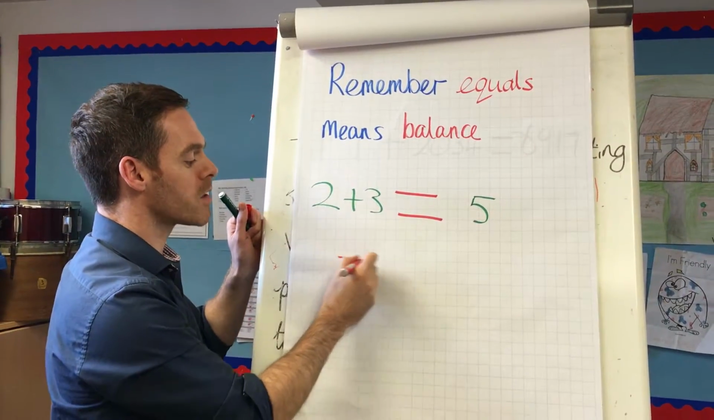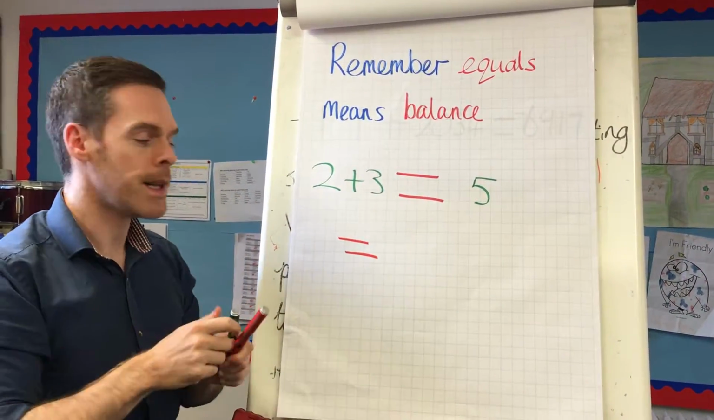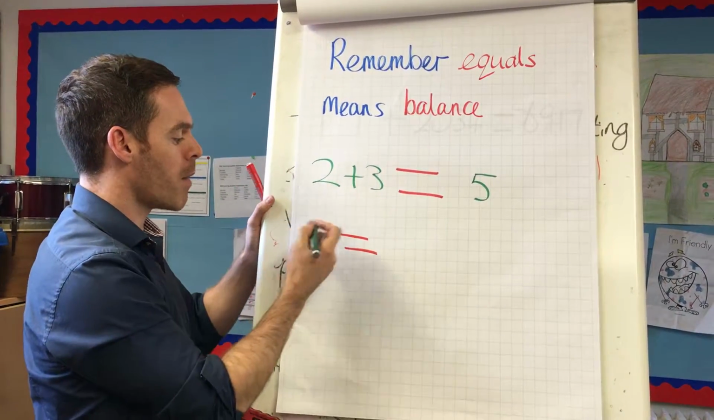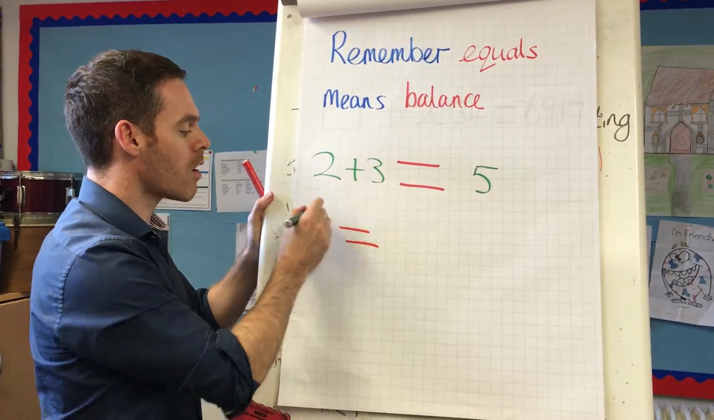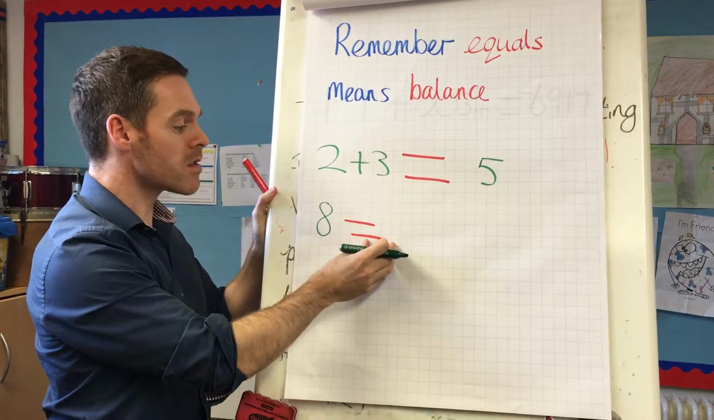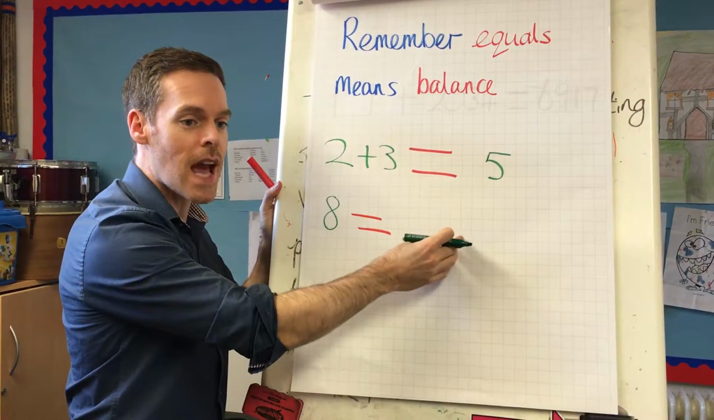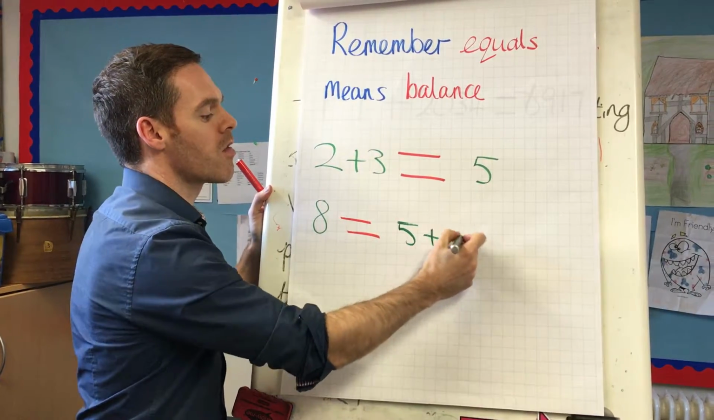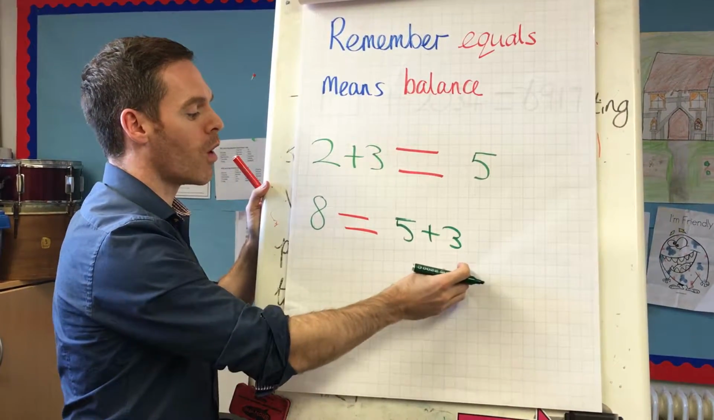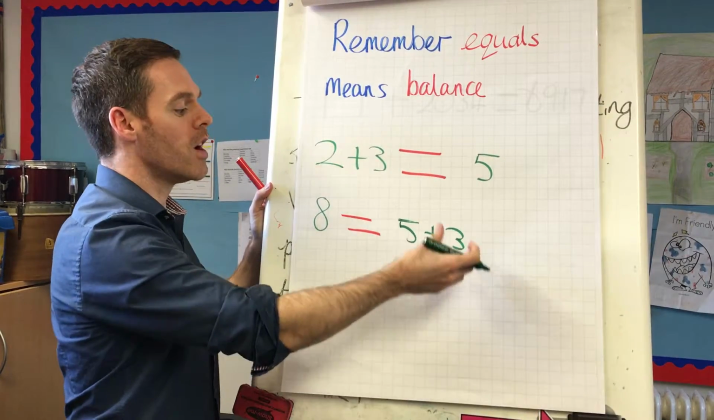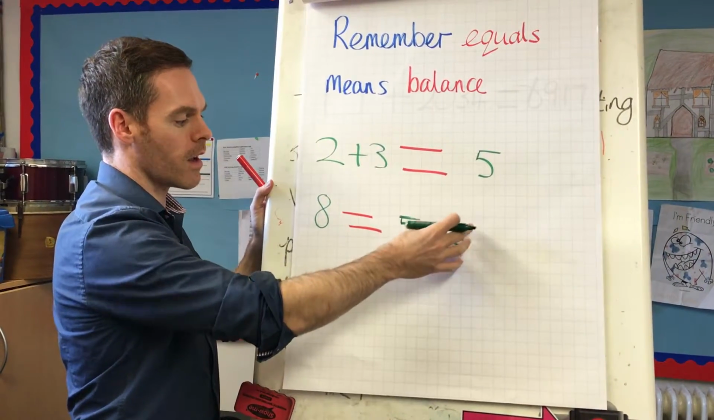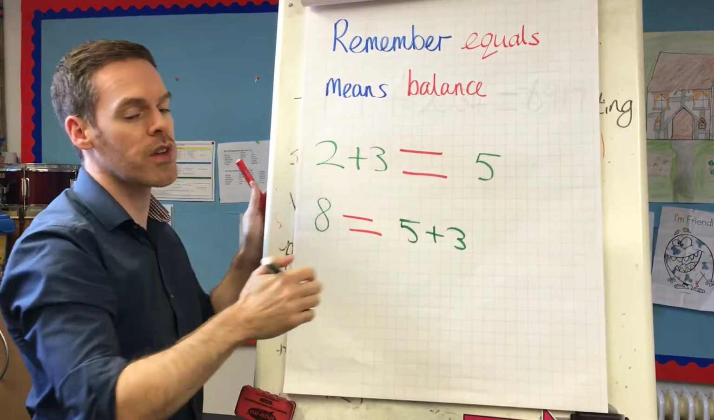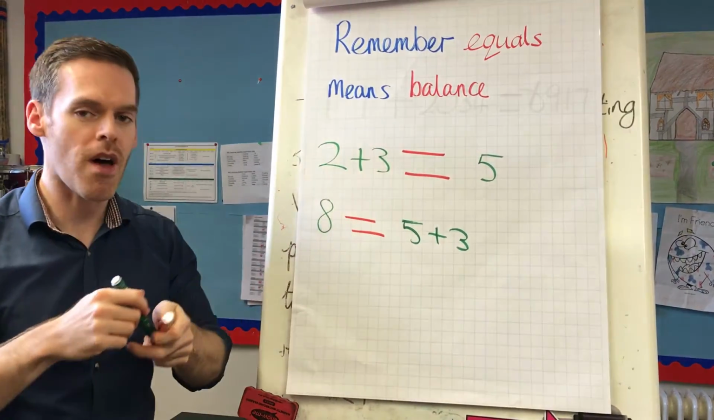So I might have my equals sign over here in my number sentence, and I might put the number 8 here. So 8 equals, whatever's on this side needs to get to 8, okay? So it could be 5 plus 3, or 4 plus 4, or 2 times 4. Doesn't matter what it is, as long as it gets to 8, because 8 equals 8, nothing else. So I just wanted to recap that.